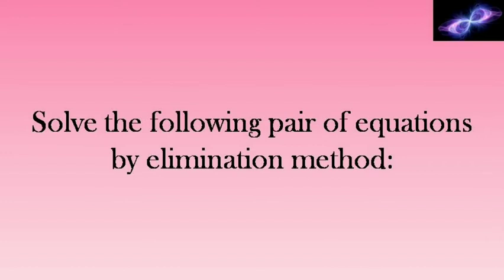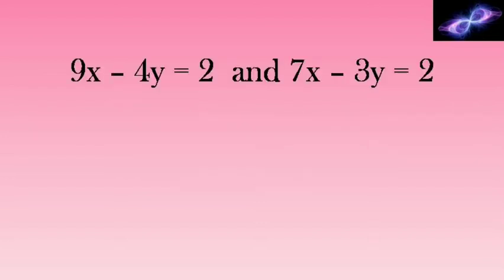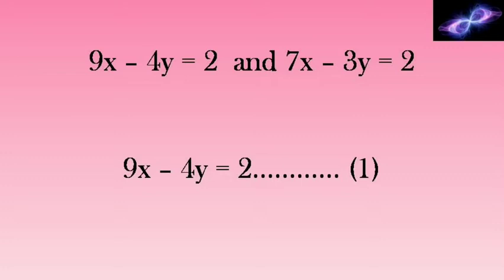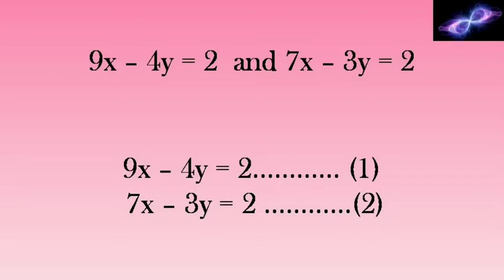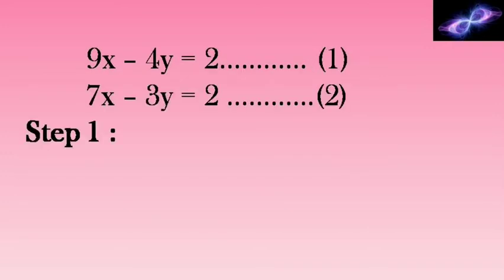Question says solve the following pair of equations by elimination method. Two equations which we have are 9x minus 4y equals to 2 and 7x minus 3y is 2. Let's mark these as equation number 1 and equation number 2. So step number 1 would be focus on the variables. X and y are two variables involved. Numerical coefficients of x are 9 and 7, while for y it is 4 and 3.